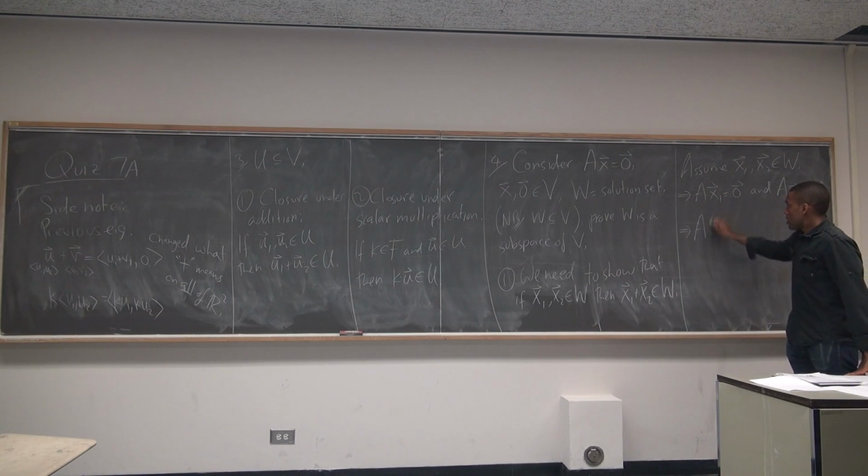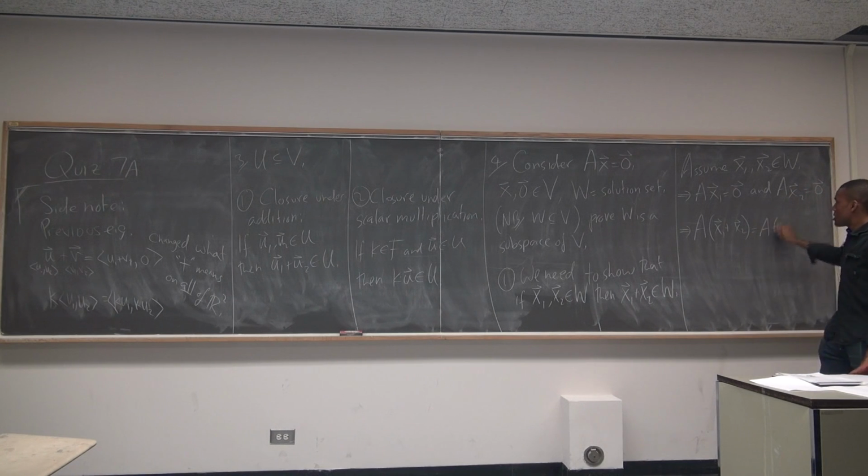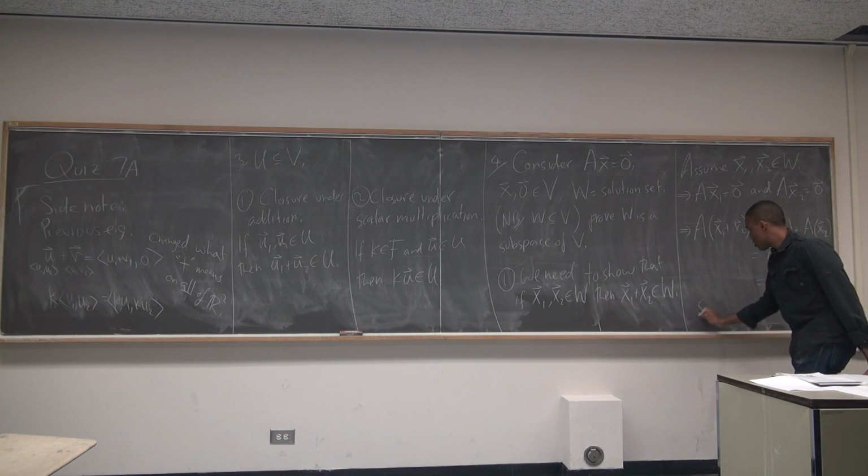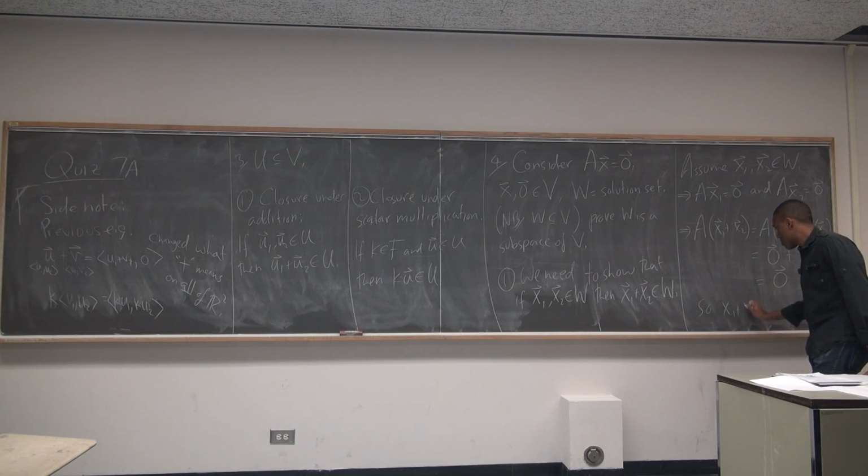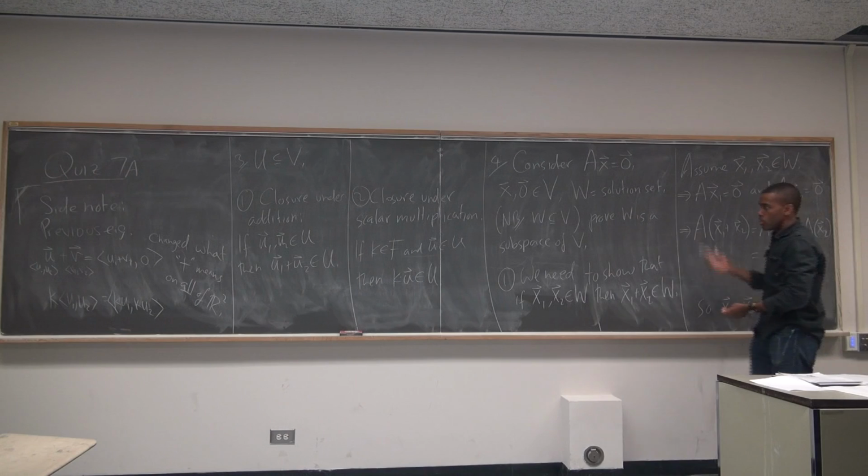Well, if I plug in the sum, the properties of matrices says this matrix can actually distribute over x1 plus x2, which is 0. This is going to give me a 0. That's going to give me a 0. 0 plus 0 gives me 0. So the sum is in the solution set. If I know two individuals solve this equation, it turns out that by adding them, the sum will also solve the equation, which means the sum is in the solution set. So it's closed under addition.